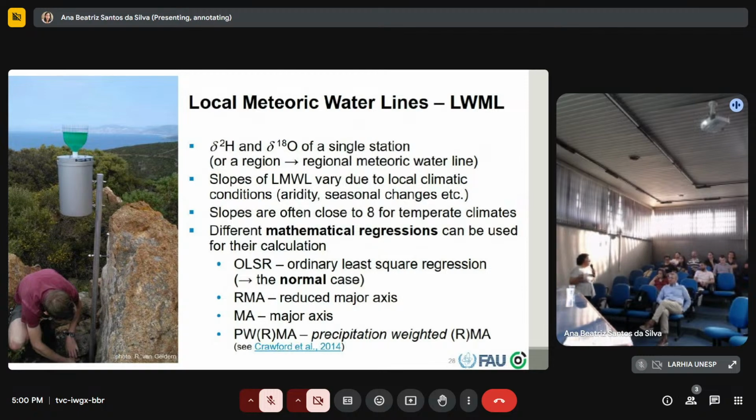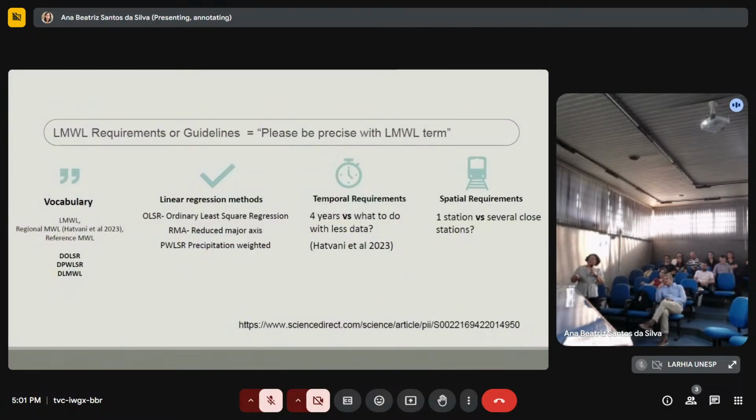And what happens in that case is that ordinary least square regression usually treats all precipitation events the same. It doesn't matter the size of the precipitation event. And usually for those who study the recharge of the aquifers, the small events will not reach the groundwater. So the precipitation weighted method can be more suitable for recharge studies. So pay attention to these.